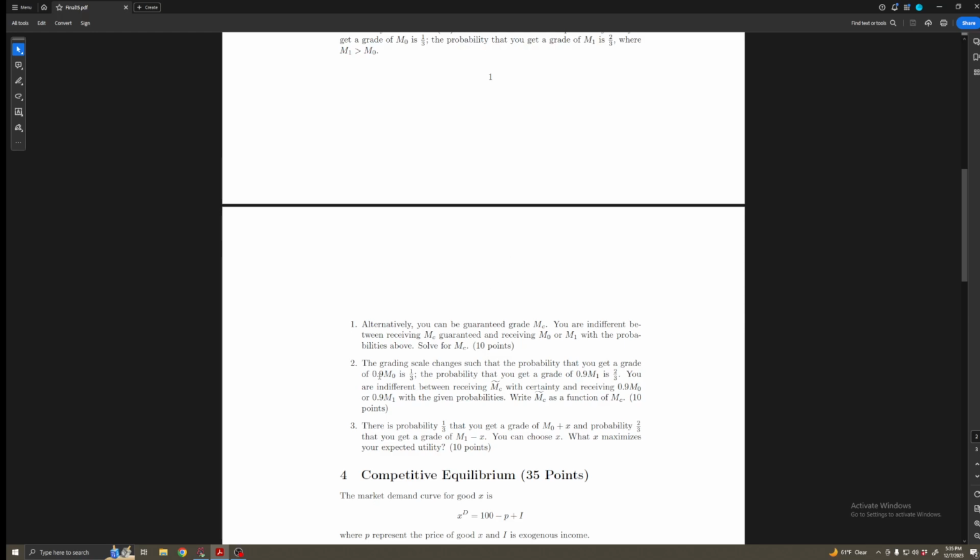Same probabilities, but just a worse grade. Same probability of the better grade, but it's worse too. And your difference between receiving this new certainty parameter, this new grade with certainty, and receiving, basically playing the lottery, right? So write m sub c tilde as a function of m sub c.